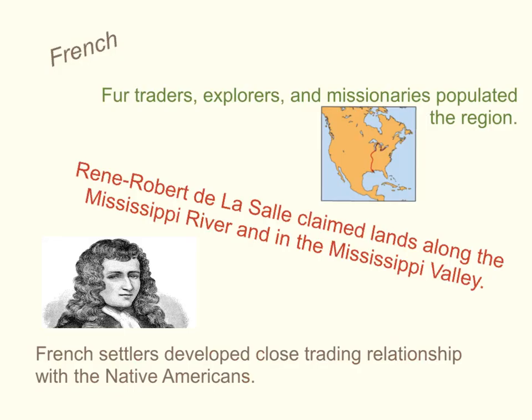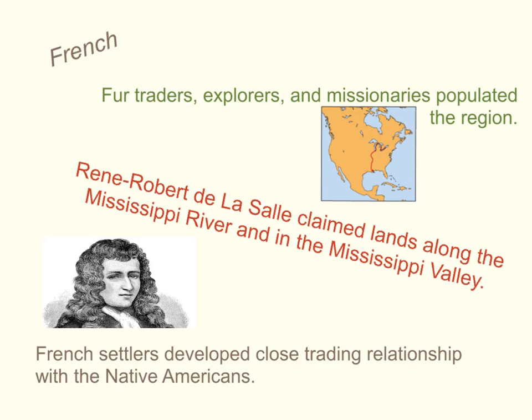So the English weren't really successful with their first colony at Roanoke. The French were slightly more successful. They were exploring mainly their area. They weren't really setting up settlements, if you will. The French who came over to explore the area were mainly fur traders, explorers, and missionaries, and they just kind of populated this whole area.